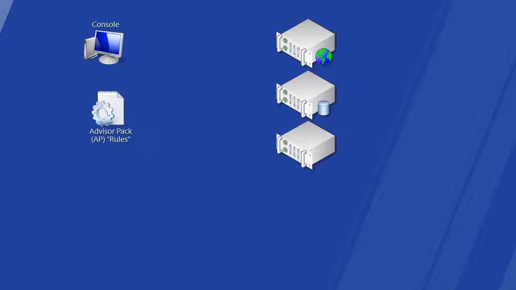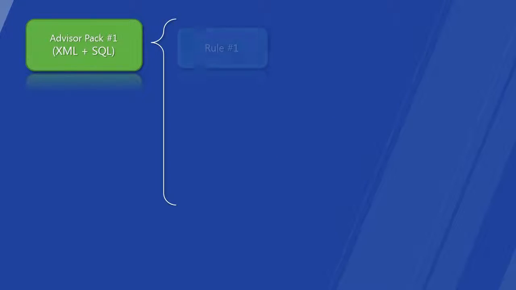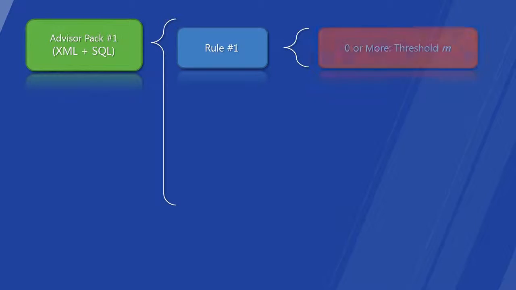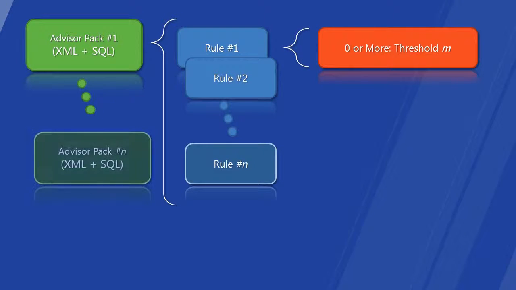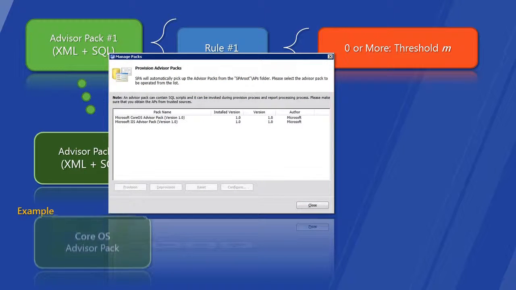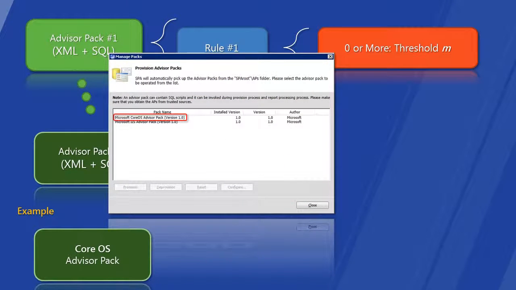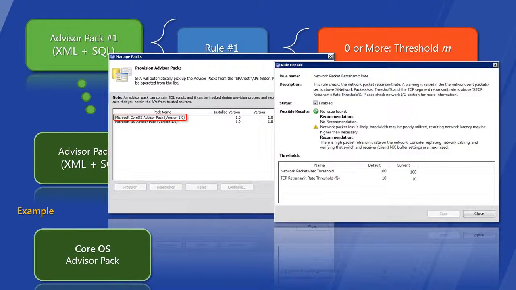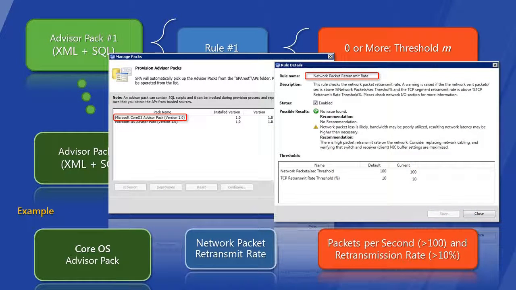So let's talk about the advisor packs. This is essentially the rules that provide the logic for SPA. All the rules have zero or more thresholds, and it's probably easiest to give you an example. We have something called the CoreOS Advisor Pack. That has a set of rules. One particular rule is the network traffic retransmission rate.